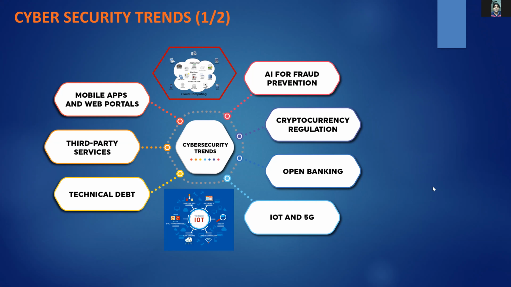Third-party services. The world is not willing to invest in every service on their own. They're outsourcing it, and if that's not secure, you're compromised. The introduction of artificial intelligence, the cryptocurrency. I'm sure you might have heard about Bitcoin, Litecoin. You know, the regulations around that are going to be one of the biggest trends in the coming years, especially from 2021.